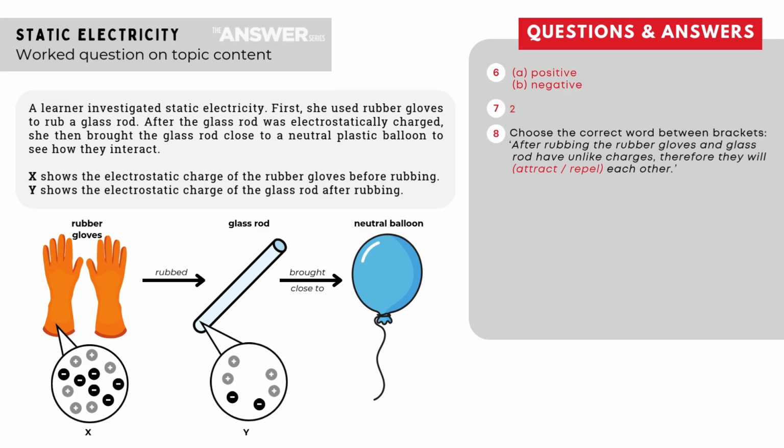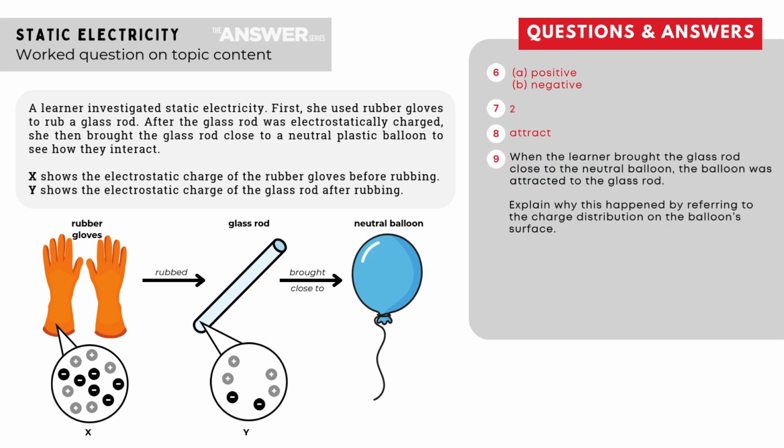So you can see that in question 6A, we determined the glass rod had a positive charge, and 6B, the rubber gloves, negative after rubbing. And that confirms this statement. Remember that unlike charges are also called opposite charges, and an easy way to remember how opposite charges interact with each other is to remember that opposites attract.